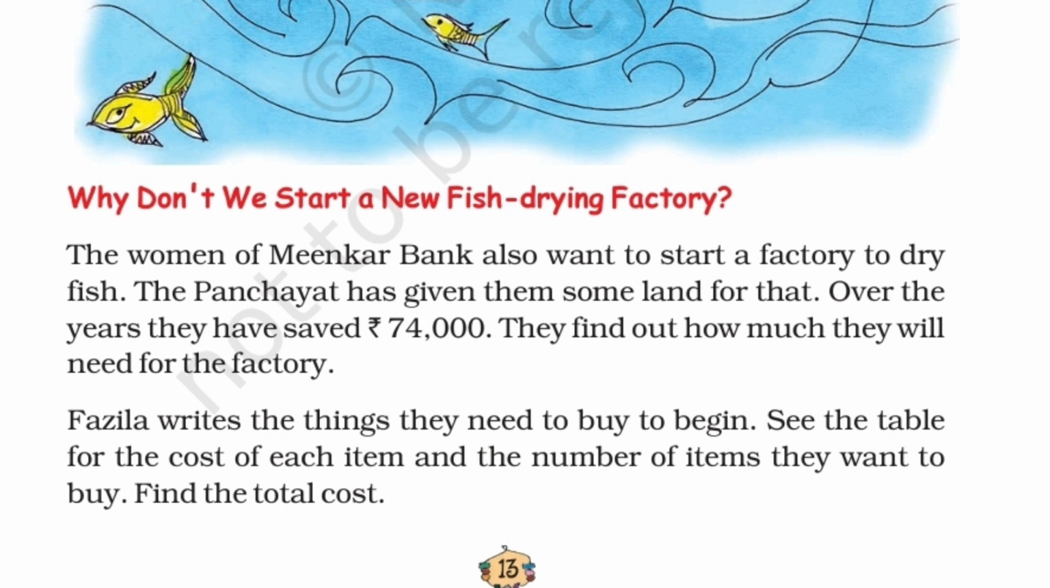So now days went by. They started thinking to buy a new fish drying factory. The women of Meenakar bank also want to start a factory to dry fish. The Panchayat has given them land for that. Over the years, they have saved rupees 74,000. They find out how much they will need for the factory.